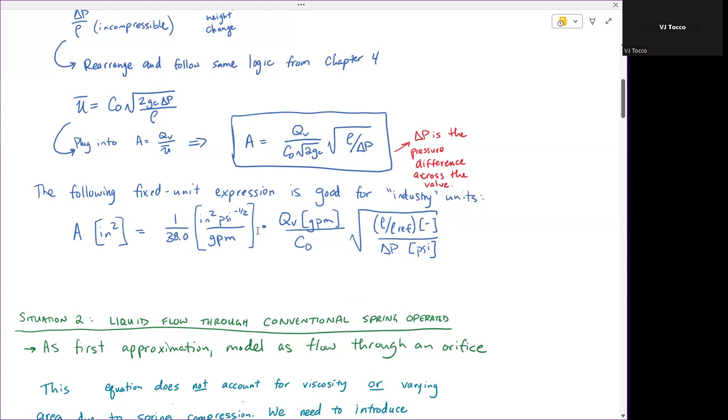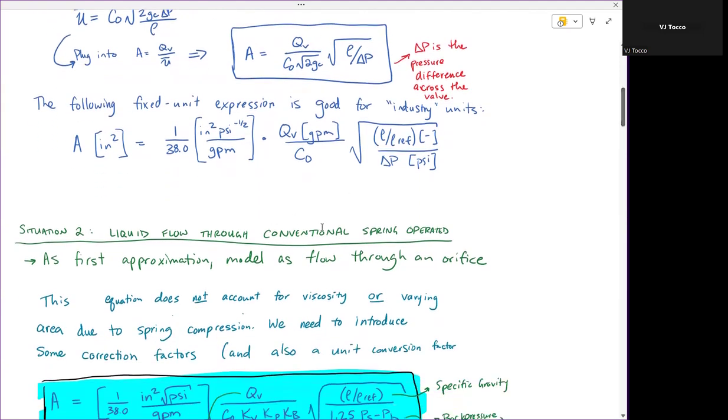The downside of using this equation is that your units have to be specified as such. So for example, if your flow rate was gallons per second, you would have to convert that flow rate into gallons per minute in order to use this 1 over 38. There is no wiggle room, no flexibility that you can use in defining your units.